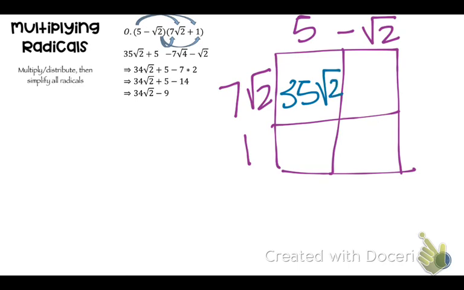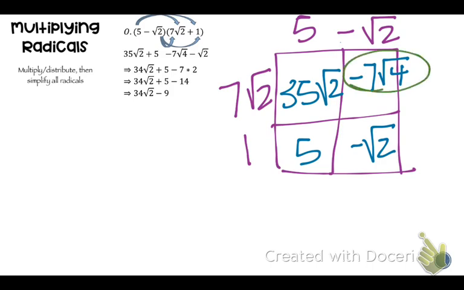Negative times the negative square root of 2 times 7 square roots of 2. That becomes negative 7 square roots of 4. 5 times 1 is 5. And then negative square root of 2 times 1 is negative square root of 2. Now this right here, we can simplify this. The square root of 4 is 2. So that's going to be negative 7 times 2, which is negative 14.